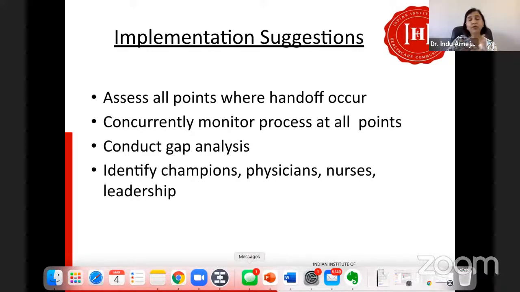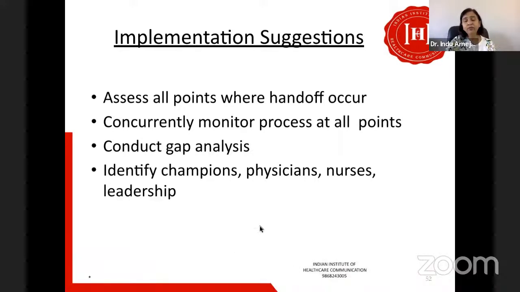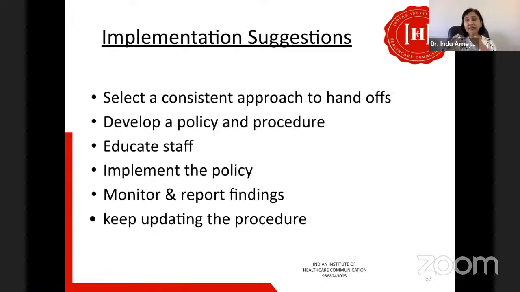Once you are ready with the protocol, identify champions, identify physicians, identify nurses who will be willing to implement it. Because if you try implementing it all across, everybody may not agree. So the best will be to handpick a couple of places, departments or people who would start implementing it. So you will see people trying to implement, and then you will also be able to see what is lacking in your implementation. So select a consistent approach, develop a policy and procedure after you have developed your final template. Educate staff on what you are going to do and why this needs to be implemented. Implement the policy of handing over.